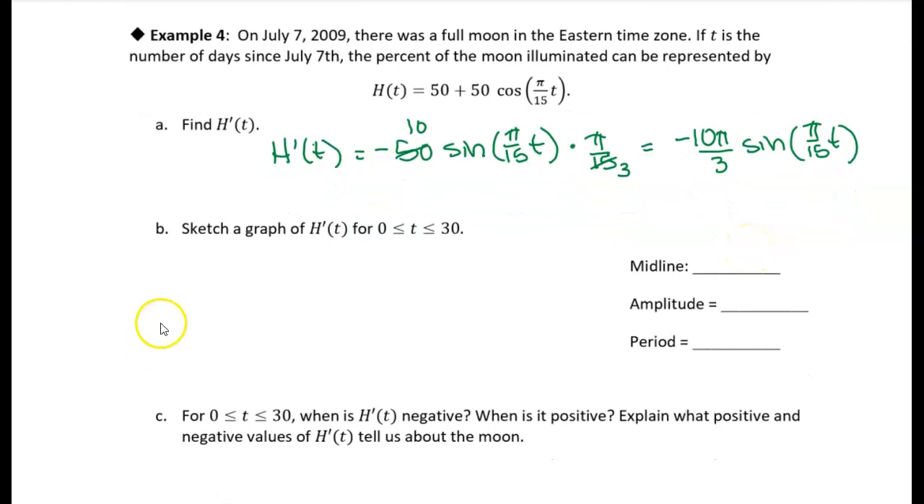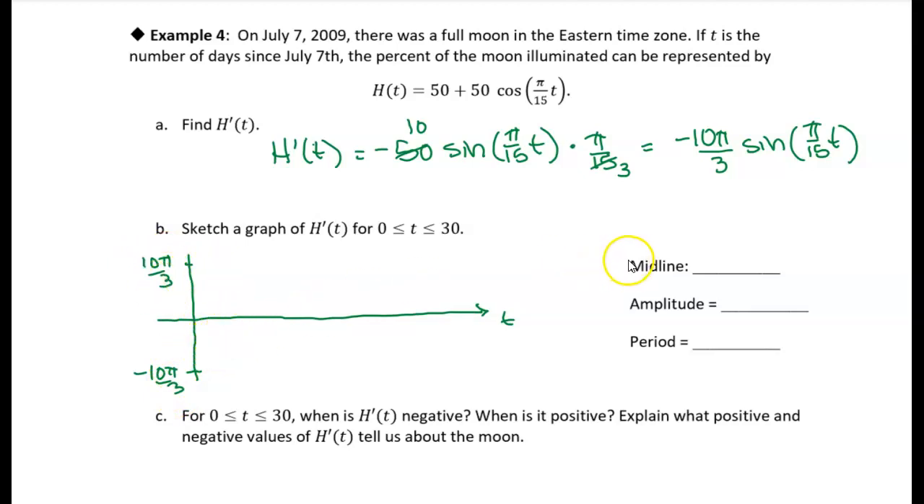It's just a negative sine function. So let's see. I'm just going to draw my axes here. There's my axis, and there's no midline, or the midline is 0 essentially. So it's going to oscillate about the t-axis. I'll call this a t-axis. And the amplitude is 10 pi over 3. But it's a negative sine, so it's going to go down first. And so it's going to oscillate between negative 10 pi over 3 and positive 10 pi over 3.